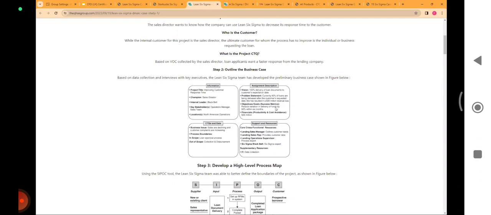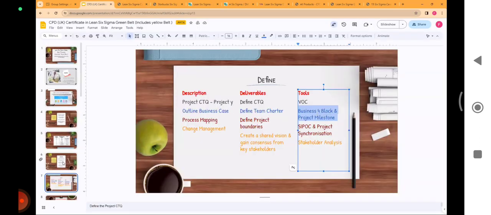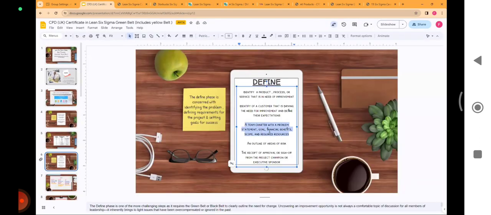They want to reduce this variation by 50% in 6 months. How is it going to benefit them? Productivity and cost avoidance up to $28 million. This is basically the critical to qualities and the resources required. So that is what you do with the business 4-block project milestone, and that is how you write a team charter with financial benefits, goal statement, and then the required resources.